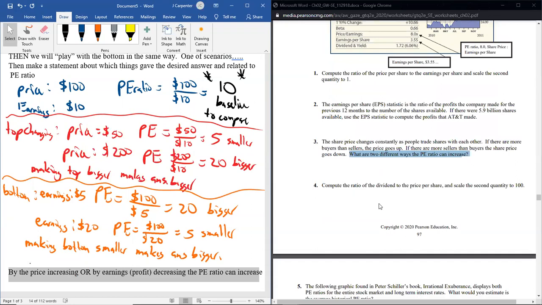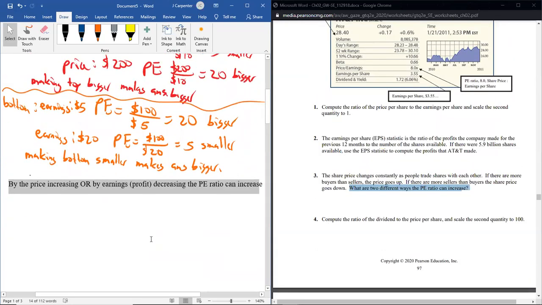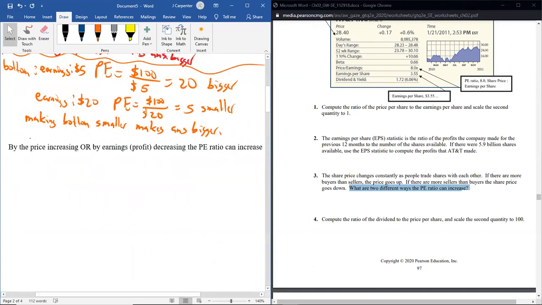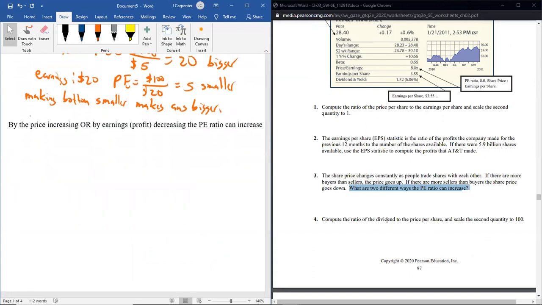All right, number 4. Before we move on to the next page, make sure I got lots of space. I don't want that issue happening again. Compute the ratio of the dividend to the price per share and scale the second quantity to 100. So we're not scaling the second to 100, we're scaling it to 1. So number 4, the dividend to the price per share. We're doing dividends, use your words, to the price per share.